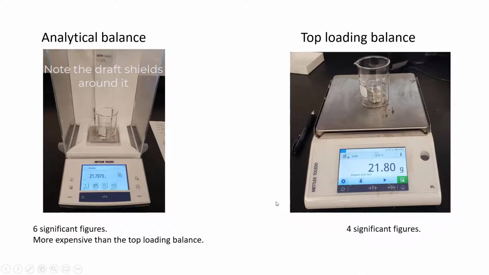Now these images show the mass measurements obtained for the same object using the top loading balance and the analytical balance. Here, for this mass measurement, we have 4 significant figures, and the uncertainty is at the 100th place of a gram. And for this mass measurement, we have 6 significant figures, and the uncertainty is at the 10,000th of a gram. So obviously this balance is more sensitive, and therefore it is more expensive than the top loading balance.